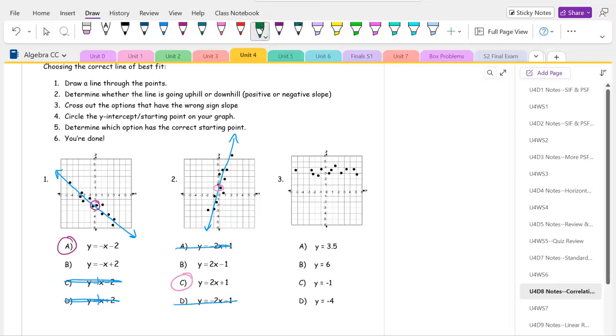Next up is number 3. Number 3, when I draw the line, it appears to be horizontal, and it looks like I'm going through like 3.5-ish. And so I have A.